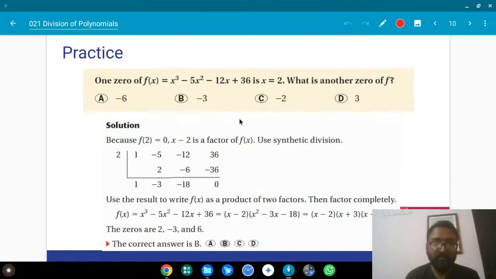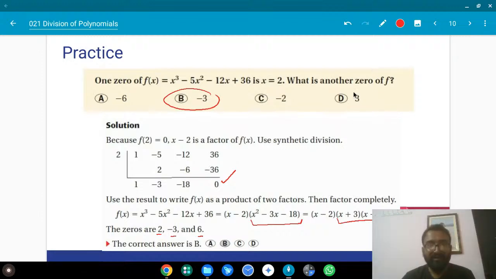And in another one here, he is asking to find another zero. So we'll get up to here, and once you reach it, you have to get up to this factorization. So the zeros are 2, minus 3, minus 6. So minus 3 is the other root.